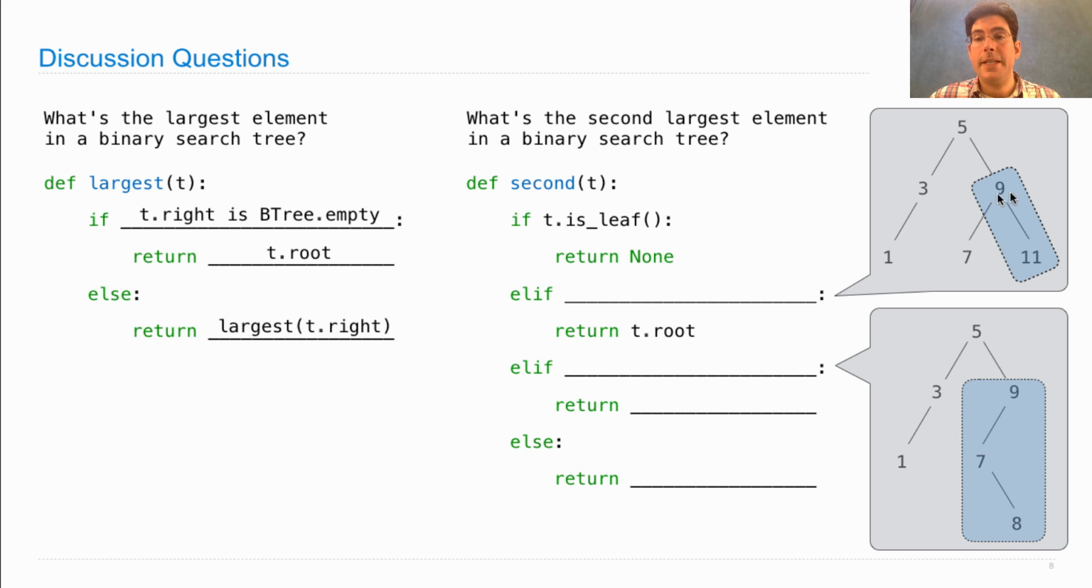In this structure, we see that there is a leaf to the right, and that leaf to the right must therefore be the largest element. So the root value is the second largest element. It's larger than everything down here and larger than everything up here or over here.